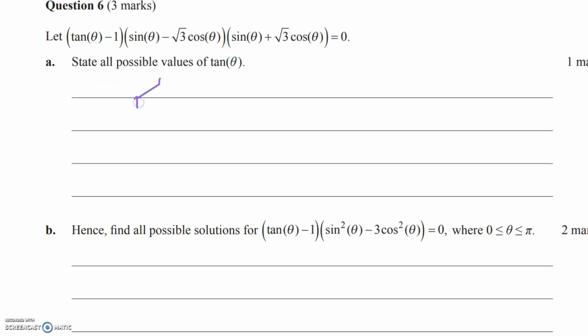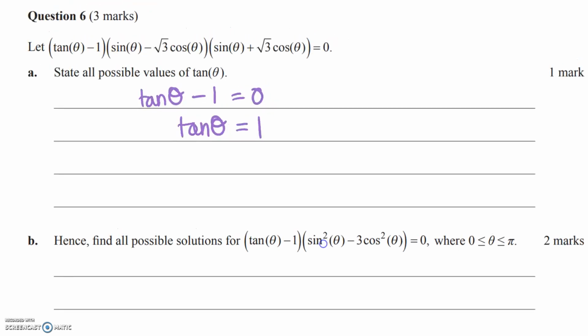So if this first bracket is 0, if tan theta take 1 is equal to 0, then tan theta must be 1. So there's our first answer. But obviously it's only 1 mark, I've got one thing there, but "all possible values" has given me a bit of a hint. There's going to be a bit more to this.